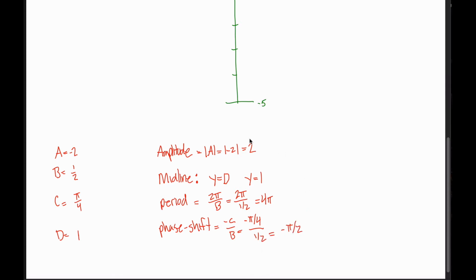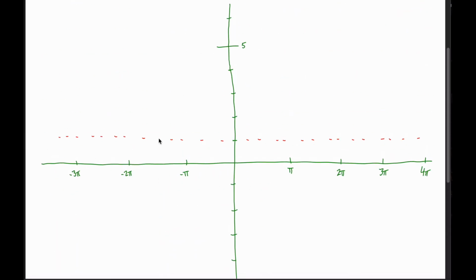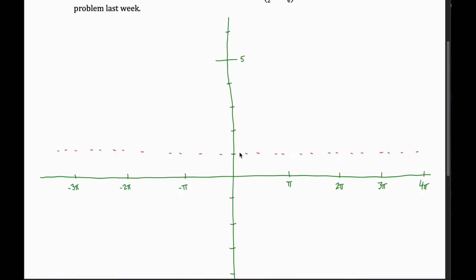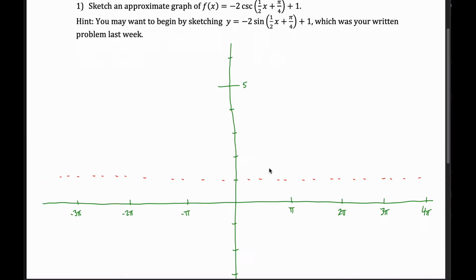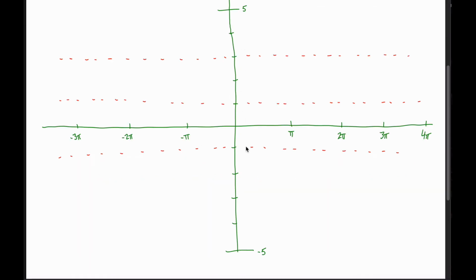What I typically do now is incorporate these facts into the graph. We can start with our midline at y equals 1, shown in red here. Then because the amplitude is equal to 2, the maximum and the minimum of this transformed sine graph will be 2 units above and below this midline respectively. We now have our guidelines in the vertical direction, so we want to worry about the horizontal direction.